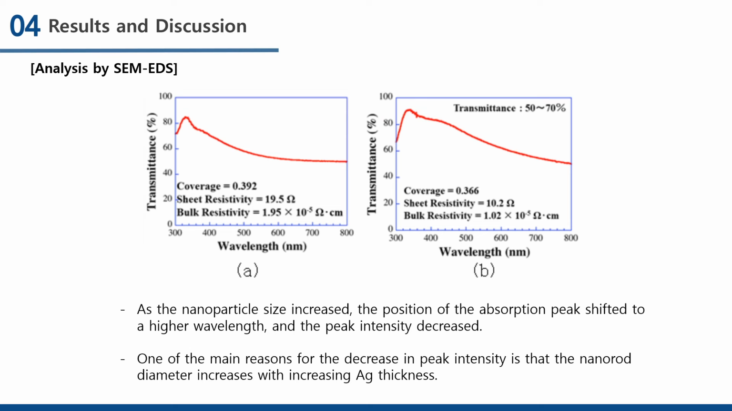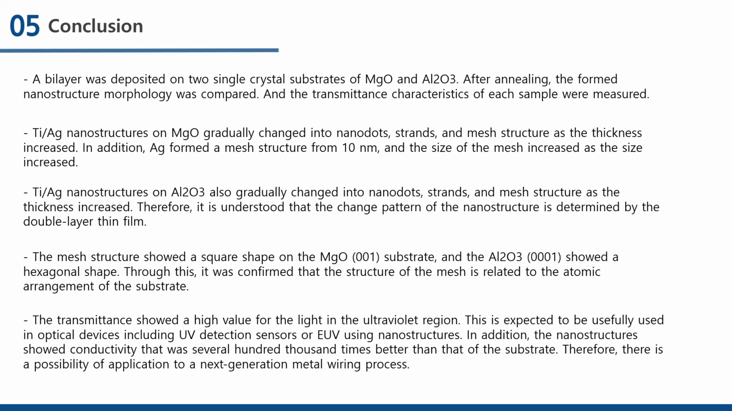These pictures are analysis by SEM-EDS. As the nanoparticle size increased, the position of an absorption peak shifted to a higher wavelength, and the peak intensity decreased. One of the main reasons for the decrease in peak intensity is that the nanorod diameter increases with increasing silver thickness. As a result, a bilayer was deposited on two single crystal substrates of magnesium oxide and aluminum oxide.